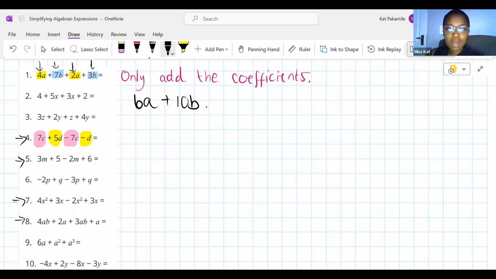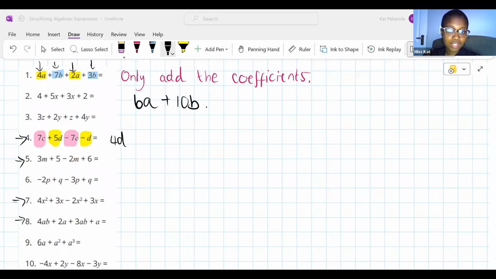7c, 7c, think about it. 7 apples minus 7 apples. Oh, ma'am, it's 0. So the c's are gone. Do you see? Yes, ma'am. Let's deal with d. So we have 5d minus d. How much is that? Ma'am, it's 4d. Beautiful. You want to do another one, or are you cool? Ma'am, I'm fine.